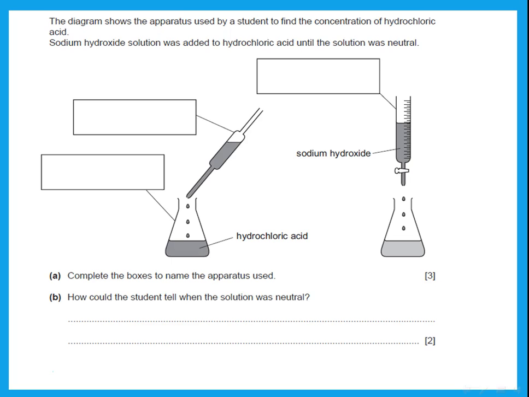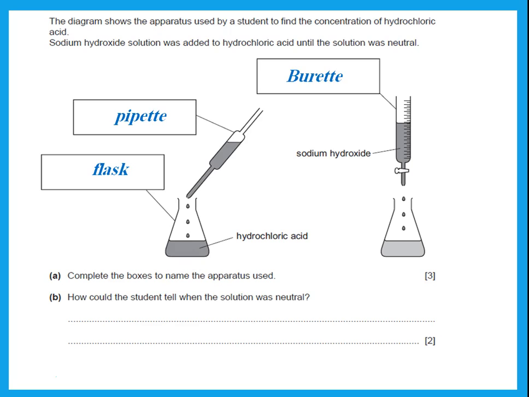Okay. The diagram shows the apparatus used by a student to find concentration of hydrochloric acid. Sodium hydroxide was added to hydrochloric acid until the solution was neutral. Now the first thing is complete the boxes. What are these apparatus? Again, the one with graduations and tap, that is burette. The other one that I used to put the solution into the flask is the pipette. Please note the spelling. You're expected to write things with the correct spelling. And of course, this is a flask, or you could be specific and say conical flask.